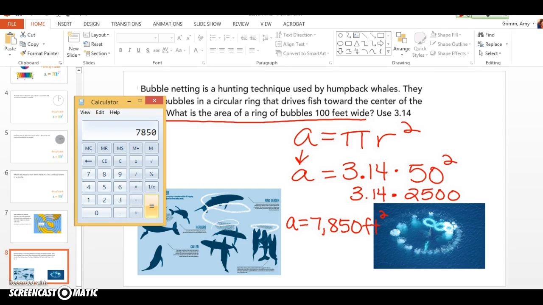7,850 feet. A typical house, probably around 2,000 to 3,000 square feet. So imagine if you took your house and almost had to make 4 of them. That's how big their circle is. And that's actually if you have 2 layers of your house, so you have to split your house. So it might even be more. 7,000 feet is quite a bit, but they are huge whales. Okay? All right, you guys have an assignment.